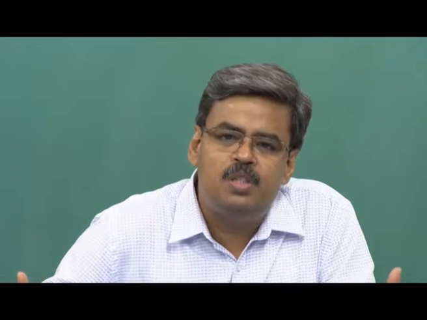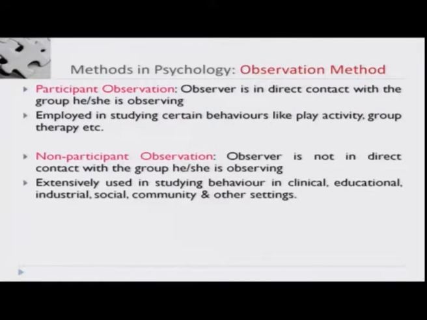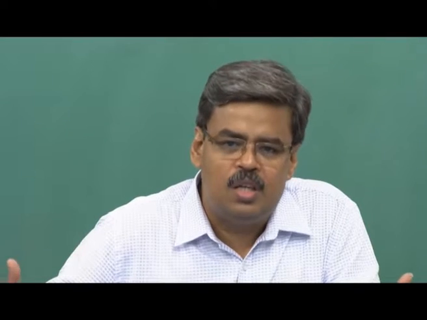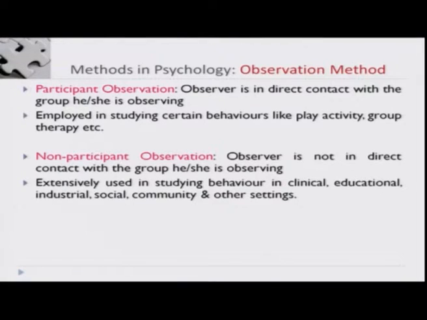The other type of observation is what is called non-participant observation, where the observer is not in direct contact with the group that he or she is trying to observe. Basically, you would find in a clinical setup that there is always a one-way glass and one group is on the other side of the glass, whereas the observer is behind the glass. The group cannot see the observer, the psychologist, but the psychologist can see the group. Mostly you will find this in the clinical setup. Even in educational setups, sometimes in industrial, social, community and other settings, you can find the non-participant method being used.